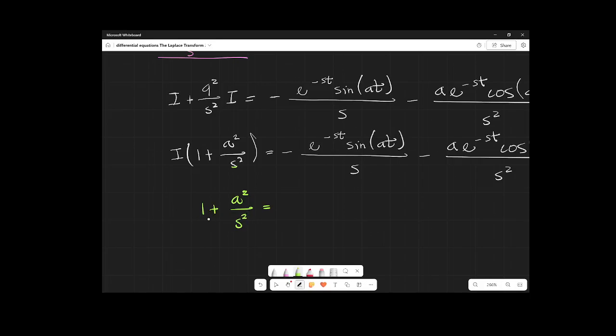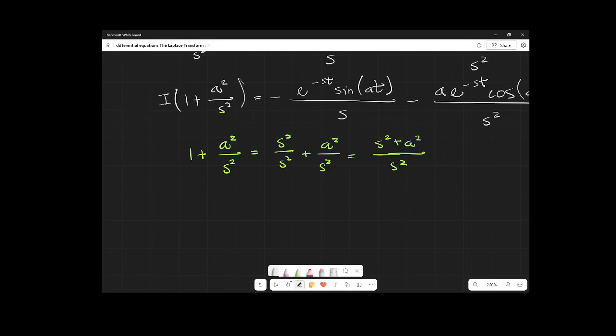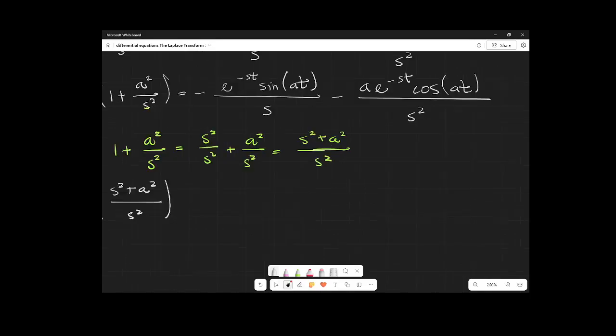Let's see, what do I have to do to get the same denominator here? I have to have an s squared up here. So this is just the same thing as s squared over s squared, right? That equals 1. So if I say s squared over s squared plus a squared over s squared, and then we have common denominators, so we can just combine into one fraction, right? And so that means that we actually have I times s squared plus a squared over s squared. Holy cow, we're almost done.